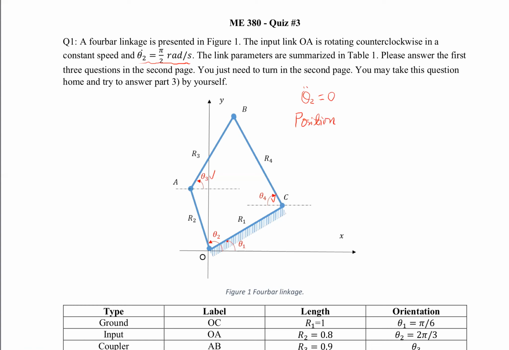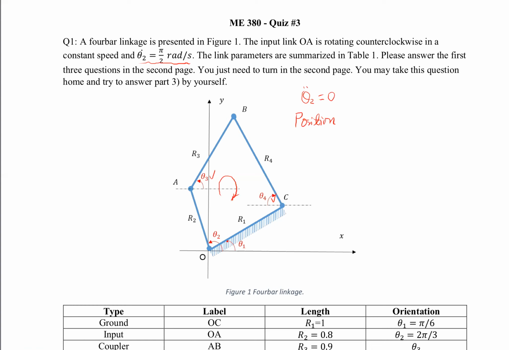To do position analysis, you need to find the vector loop. The first thing you need to find is the joints in the system. So you have O, A, B, C, these 4 joints. Connecting these joints together, you're going to find a complete loop.